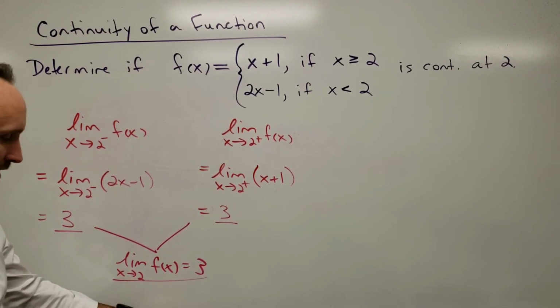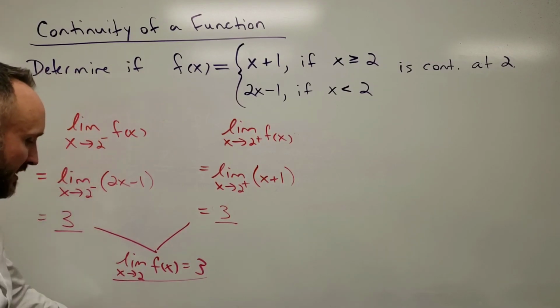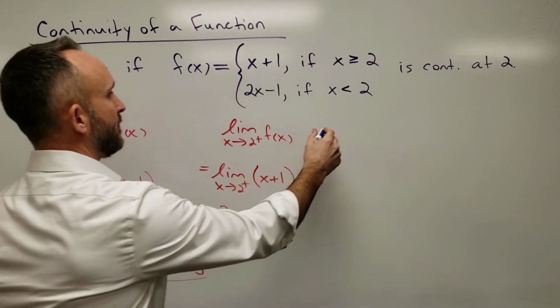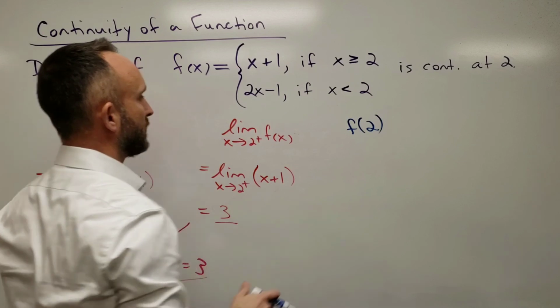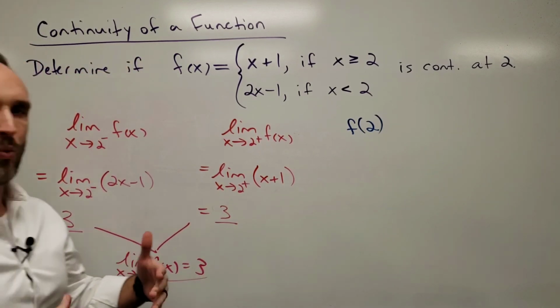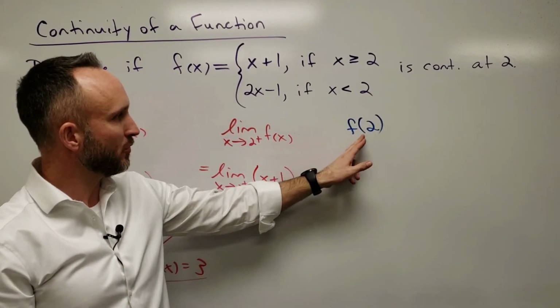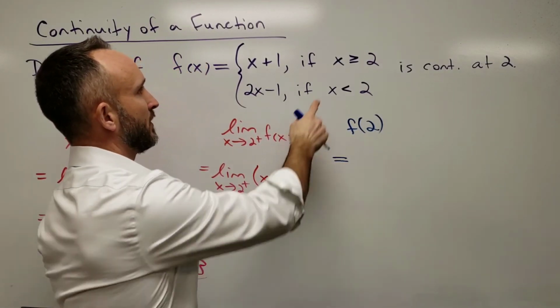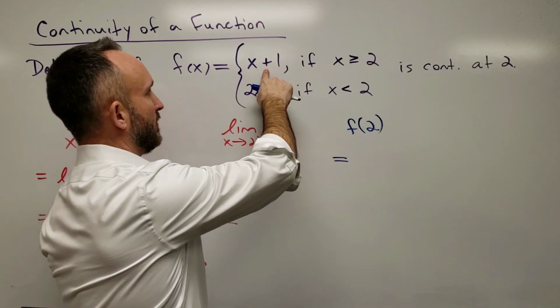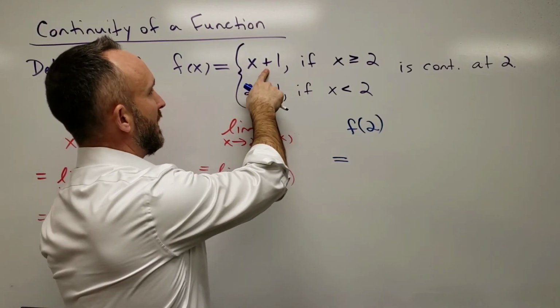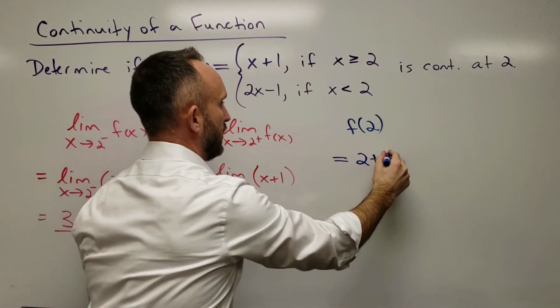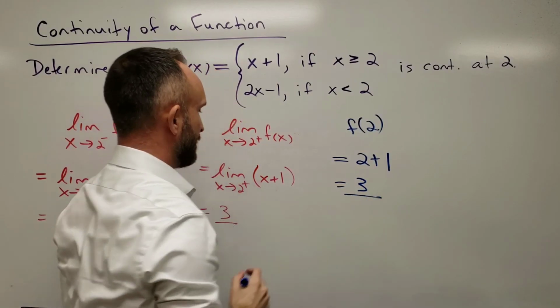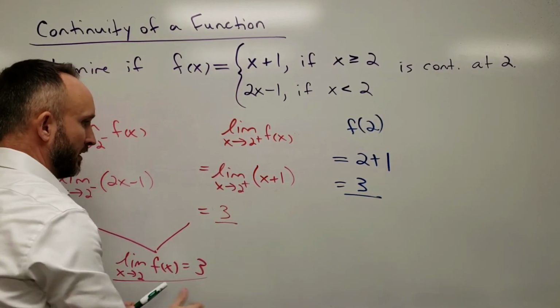Now what's the other part? There has to be more to it than that. Well, the other part is a little bit easier. We have to look at f of 2, right? So what is the actual output of this function when x equals 2? Well, when x equals 2, we have to use this output formula. And so I have to plug 2 in, so I get 2 plus 1, which equals 3. All right? So what can we conclude?